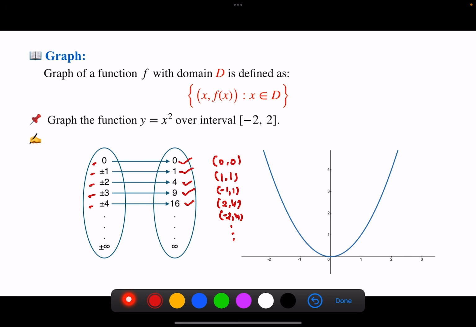So this is the graph. You see here, this point is 1, 1, and this point is minus 1, 1. Same, this is 0, 0. The other point is 2, 4, and this is minus 2, 4. So using this set of points, we draw a graph.